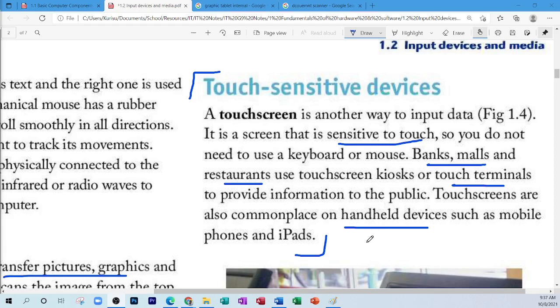Okay, sir. So where were we? So we were talking about touch sensitive devices. We're familiar with them. Now, where are touch sensitive devices used? Well, banks would use them, malls, restaurants. Important to remember, they use what are called kiosks or touch terminals. For example, some ATMs allow you to touch the screen.